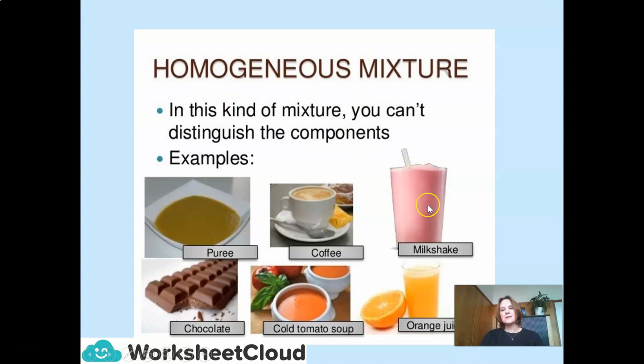One of my favorites, strawberry milkshake, ice cream, strawberries, and milk. But if I wanted to separate this milkshake, I wouldn't be able to tell the different components of it apart. A few other examples from everyday life: chocolate, cold tomato soup, and you all know orange juice.